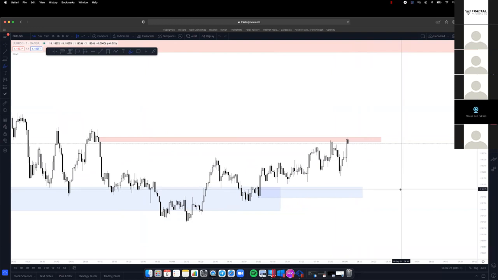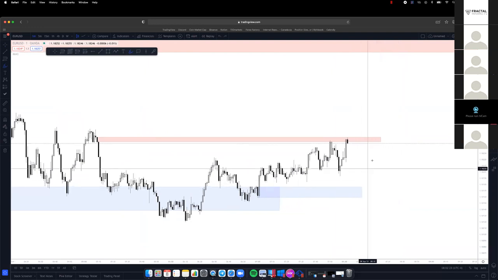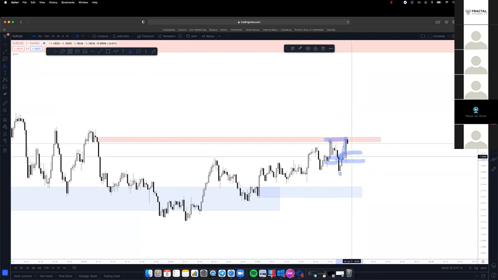Okay, we've tapped into supply again. We're still in supply, right? But supply took out demand, right? So this is a tricky area to be able to consider trades until this fully breaks, right? If for whatever reason this held and we went like this and we broke this structure, I would likely look for maybe a trade like this.